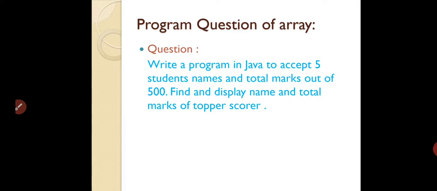Write a program in Java to accept 5. You can use 50, 100, anything. That's why we are using arrays in Java, for storing so many elements together in one variable of the same type. Here we are accepting 5 students' names with total marks. Total marks is out of 500.